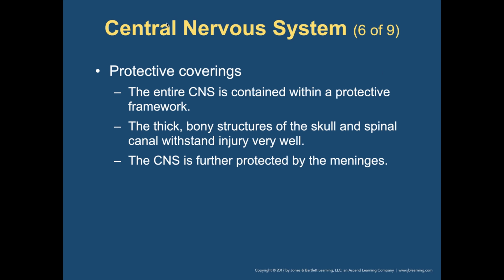The protective coverings: the cells of your brain and your spinal cord are easily injured. We do have some protection for that, though. You have your skull, obviously, your spinal column, and then even then, because the bones are rigid, on the inside where the nerves are and where the brain sits, we have a cushioning built on the inside of the skull, and we're going to learn the 3 different layers that make that up.